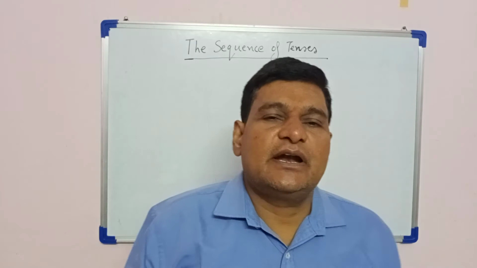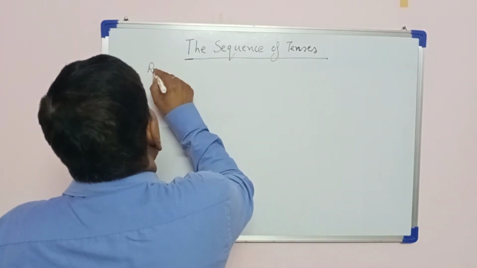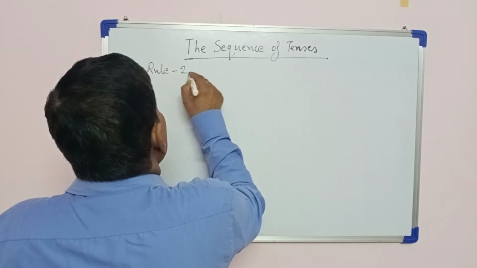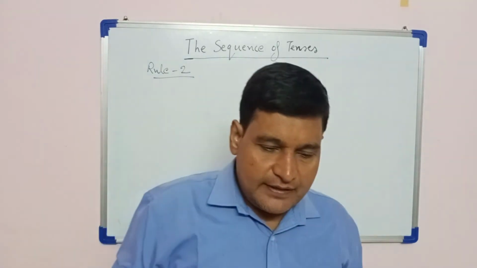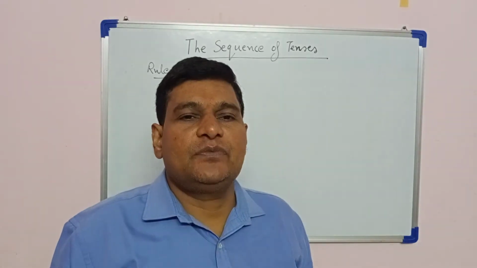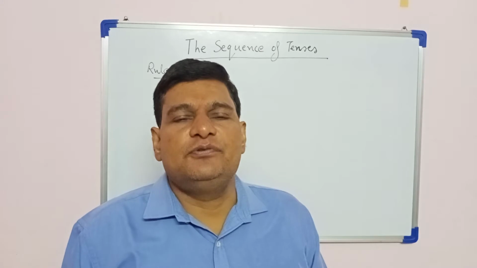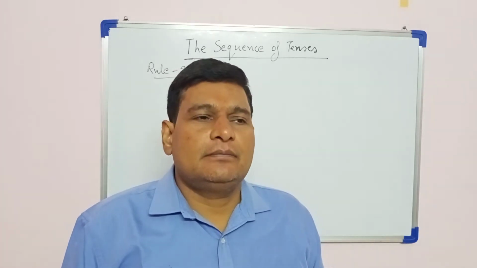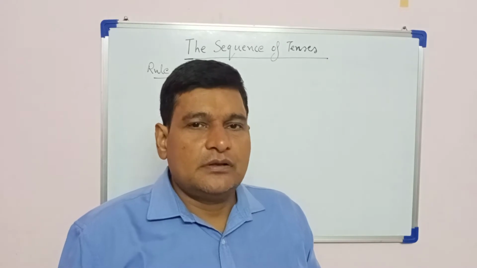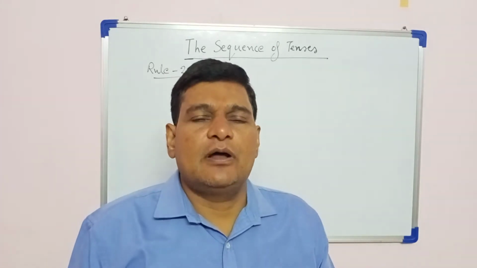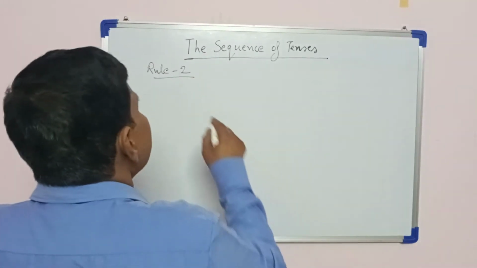So the next rule is called rule number 2. Rule 2 tells us that if the principal clause is in present or future, then the subordinate clause may follow any tense. So let us see how it happens.